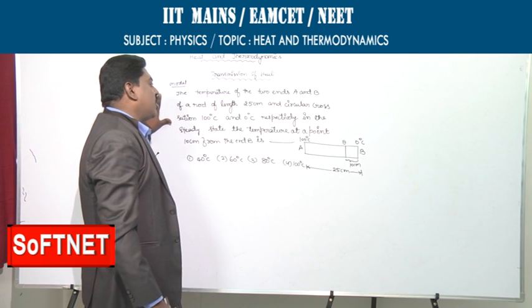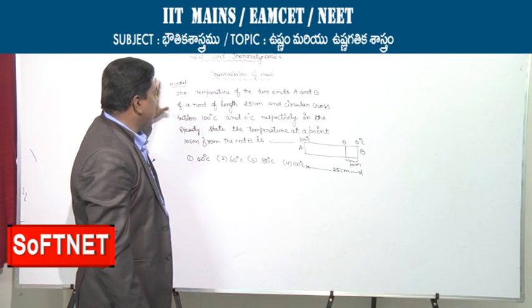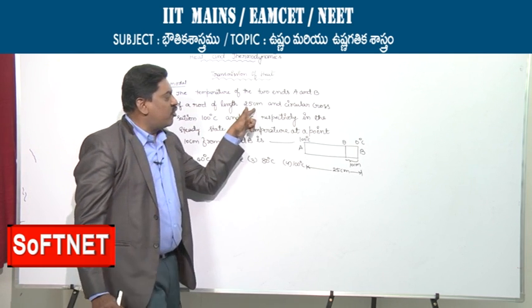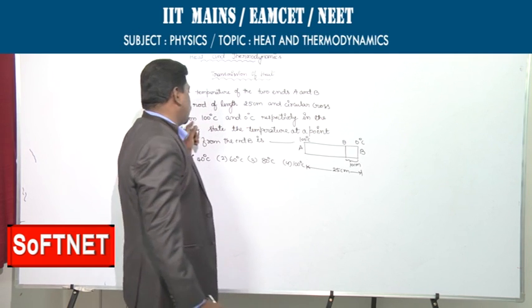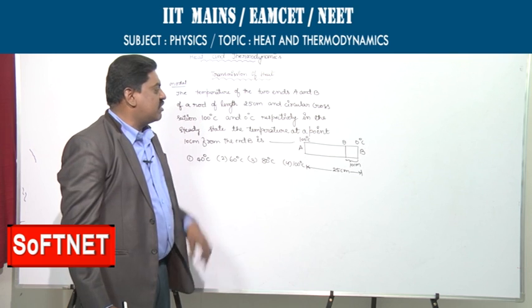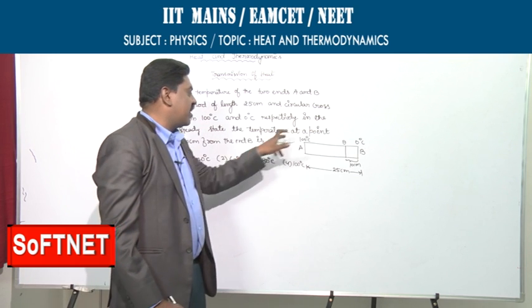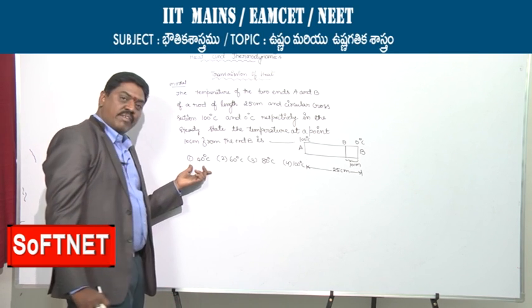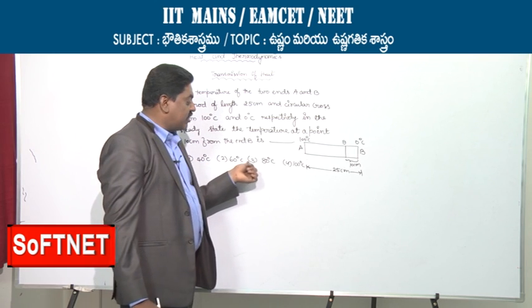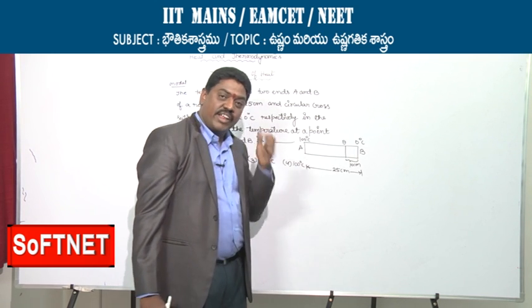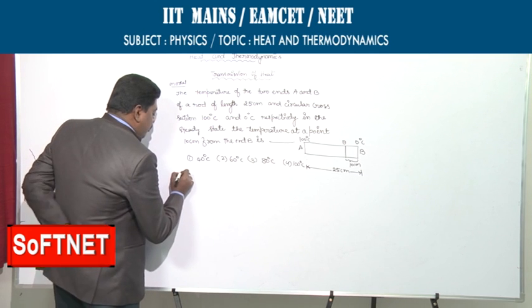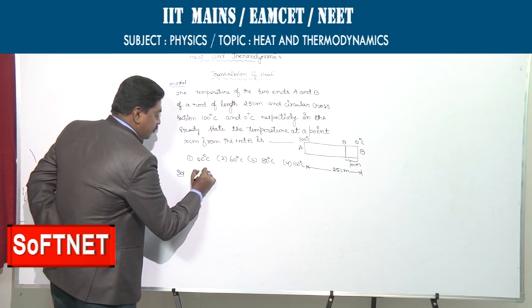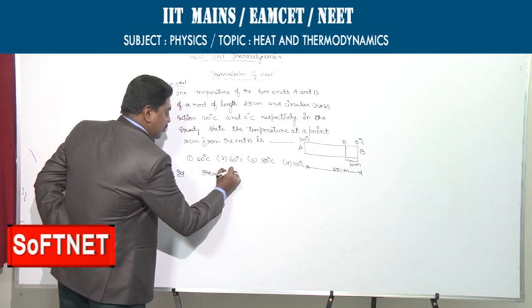Now let us try to do a model upon coefficient of thermal conductivity. A problem is given. The temperature of the two ends A and B of a rod of length 25 centimeters and a circular cross section are 100 degrees Celsius and 0 degrees Celsius respectively. In the steady state, the temperature at a point 10 centimeters from the end B is, the options given are 140 degrees Celsius, 60 degrees Celsius, 80 degrees Celsius and 100 degrees Celsius. Okay. In steady state, a word is mentioned in the problem, said as what? Steady state.